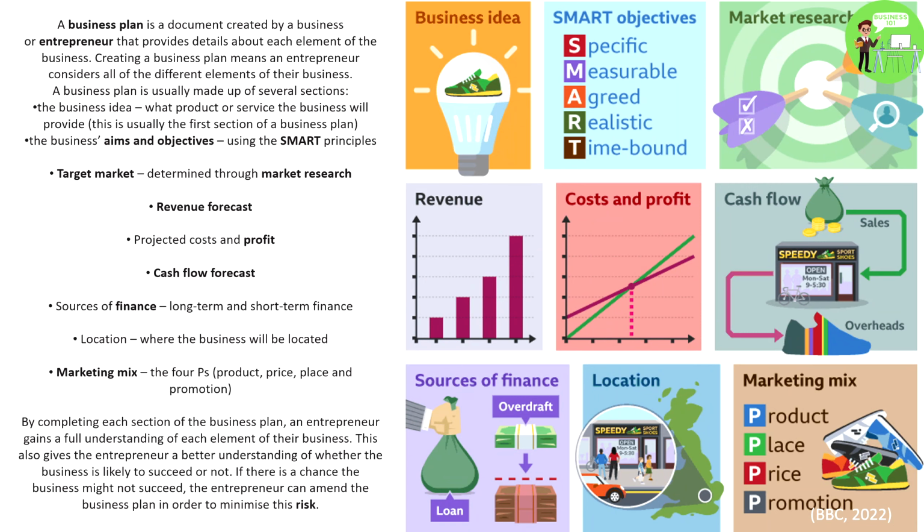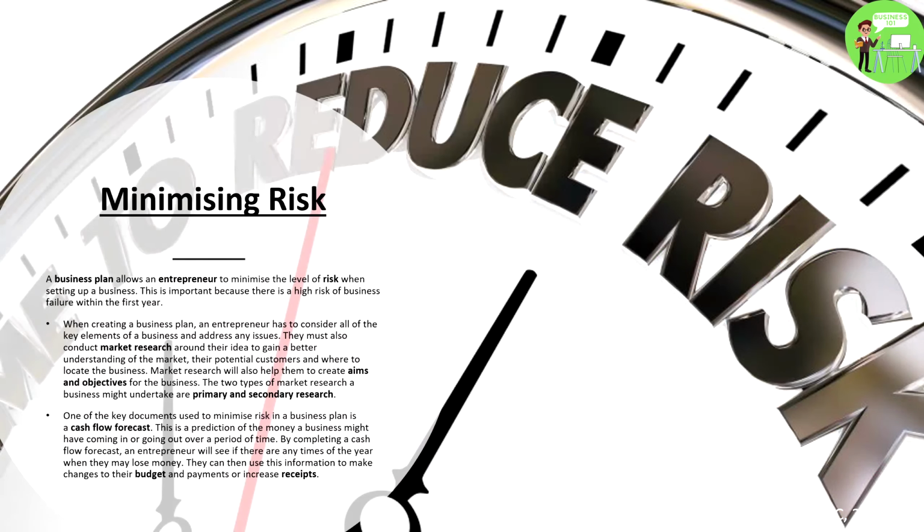So by completing each section of the business plan, an entrepreneur gains a full understanding of each element of their business. This also gives the entrepreneur a better understanding of whether the business is likely to succeed or not. If there is a chance the business might not succeed, the entrepreneur can amend the business plan in order to minimize the risk. Okay, so a big part of business planning is risk minimization. Okay, so let's talk about it.